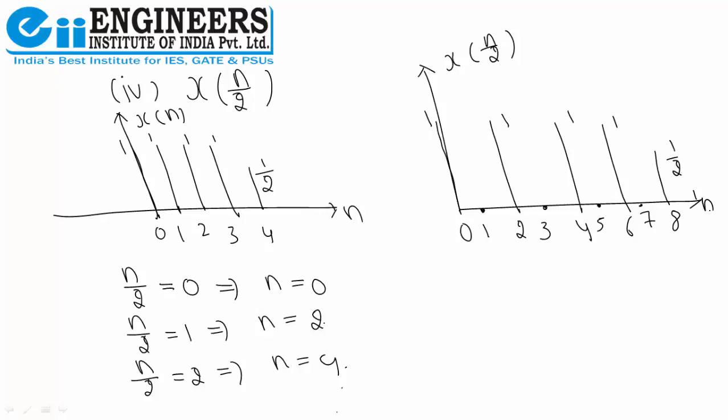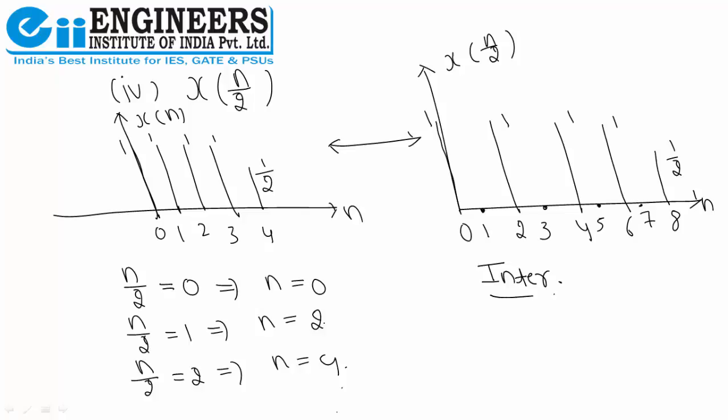Okay, now if you compare these two figures, x of n and x of n by 2, you will see the samples are there from 0 to 4 only, but here the samples are 0 to 8. So my n range has been increased, so you can say your signal has been expanded. But in discrete domain, this term is called interpolation.